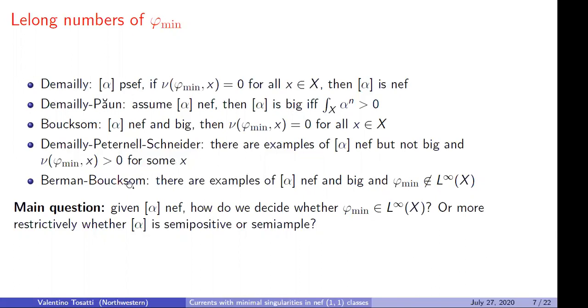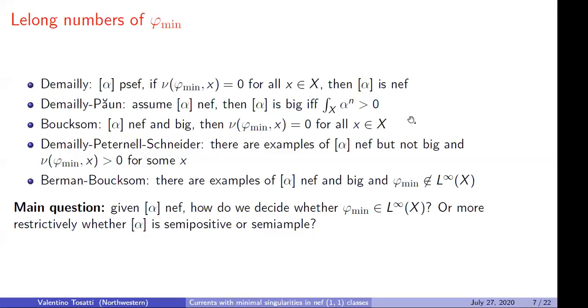And I think Berman and Boucksom were the first to notice that one can modify this example. Although I think later they removed it from their paper, and finally it appeared instead in Boucksom–Eyssidieux–Guedj–Zeriahi later. So one can take essentially a cone over the previous example, and one can also find examples of alpha which is now nef and big. So by Boucksom, it has no Lelong numbers. But the current with minimal singularity still is not bounded. It's not in L infinity.